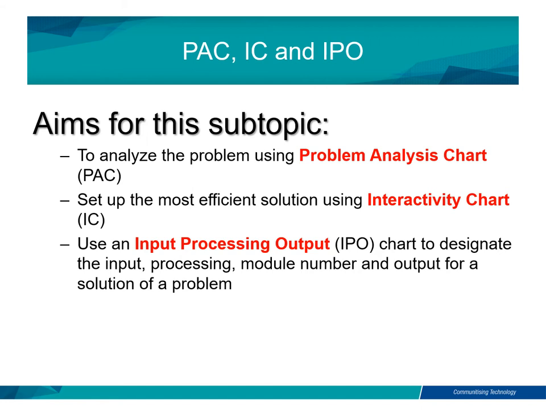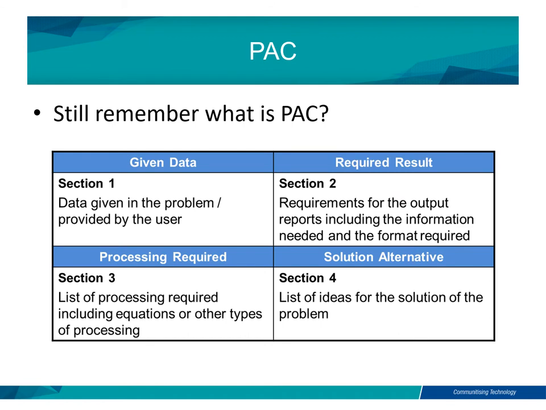In this part, we are going to look again at problem analysis chart, interactivity chart, and also input process output. This is a topic that we already covered in the previous lesson. Do you still remember what PAC stands for? Problem Analysis Chart. In PAC, we have four sections: given data, required result, processing required, and also solution alternative. Please refer to the previous chapter for more detail on PAC.